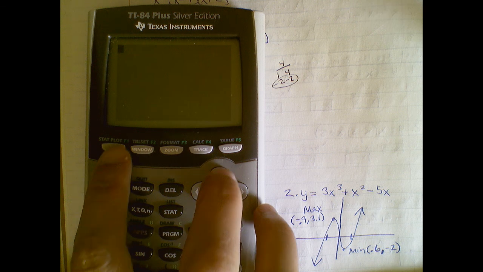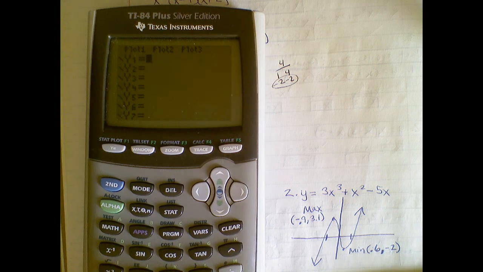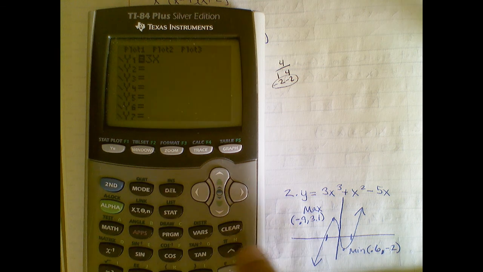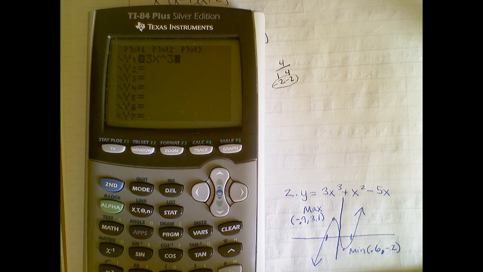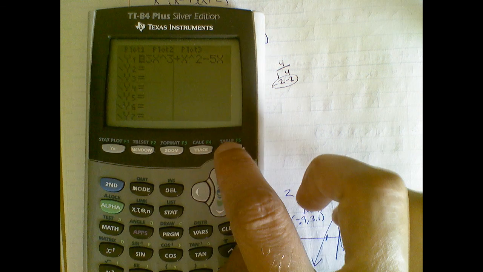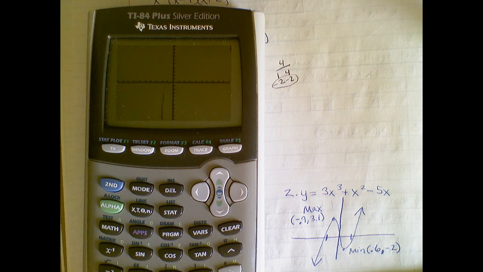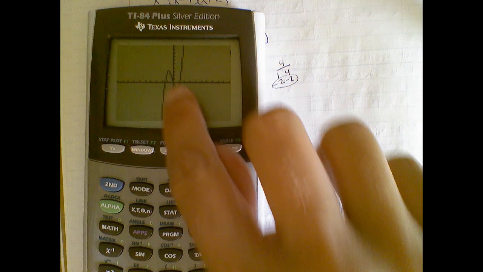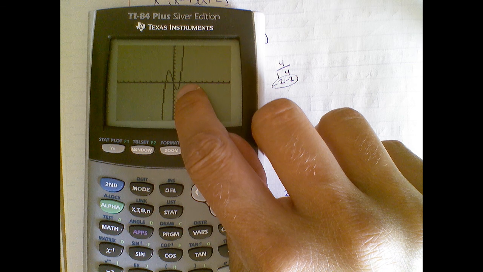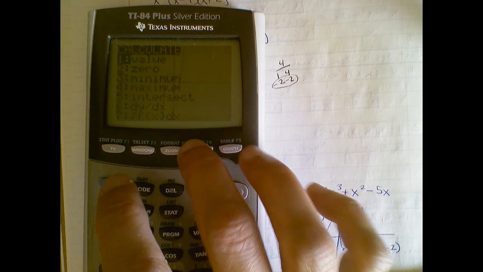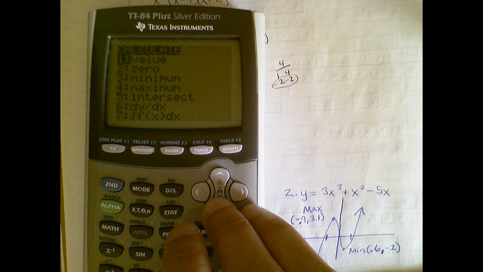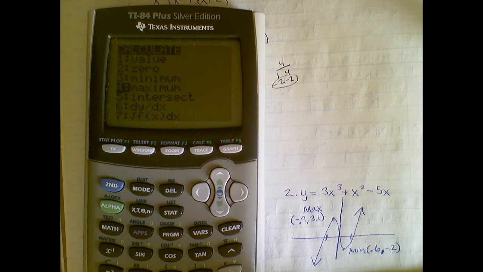So we go to our y equals to graph it, and then 3x to the third power, so caret 3, plus x squared minus 5x. And then we click graph. We get this graph, and then we need to see what this highest point is and what this lowest point is. So what we're going to do is second trace, and we want to find our minimum and maximum. If we want to find our maximum first, let's go to that.